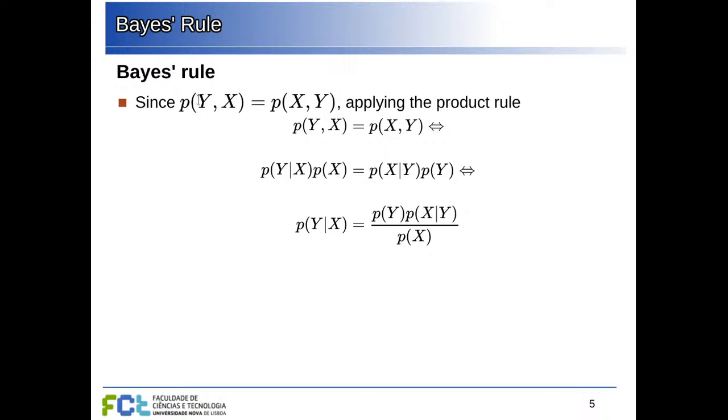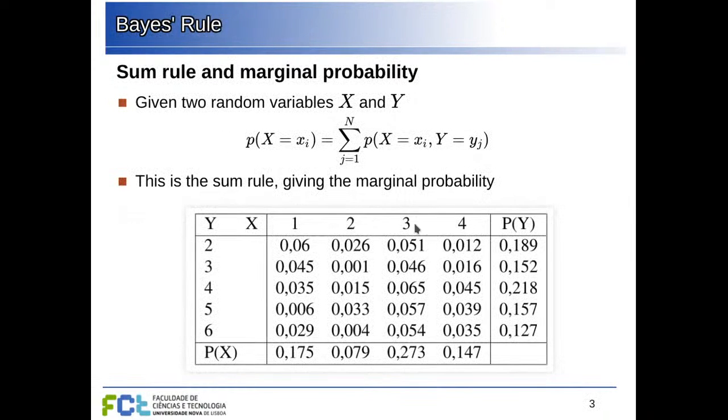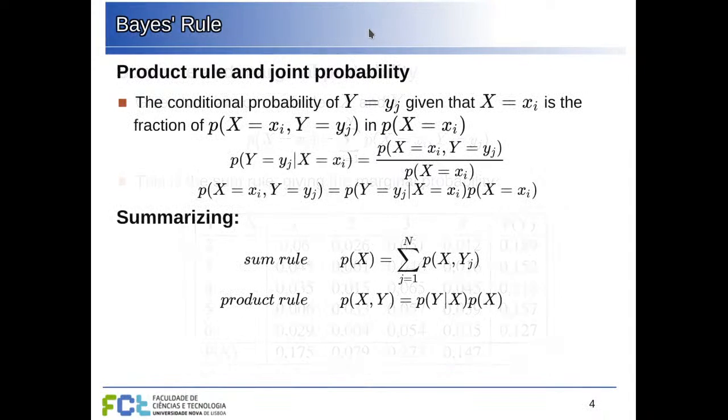So for the joint probability distribution, it is irrelevant what the order of the variables is, because the probability of having y equal 3 and x equal 1 is obviously the same as having x equal 1 and y equal 3, because this is exactly the same place in the joint probability distribution.